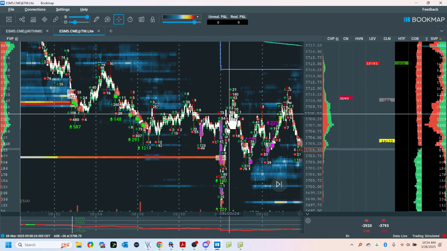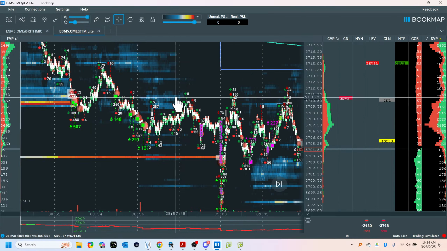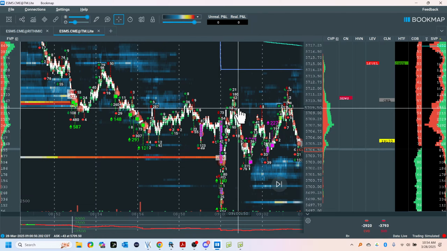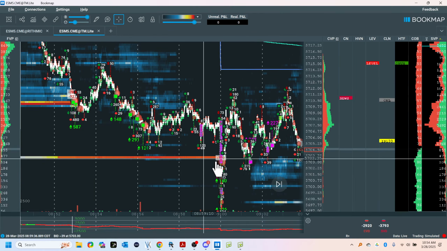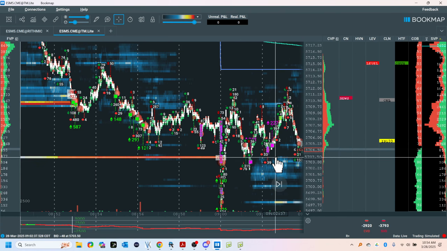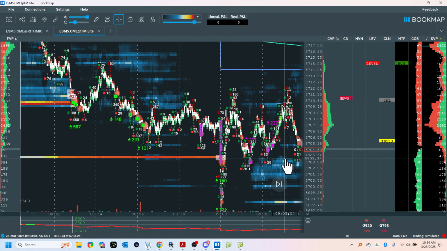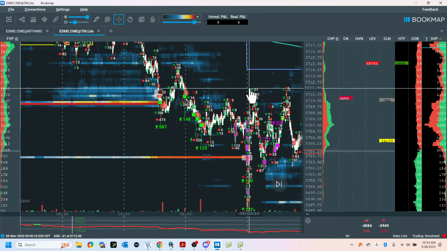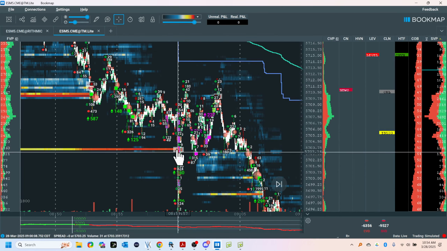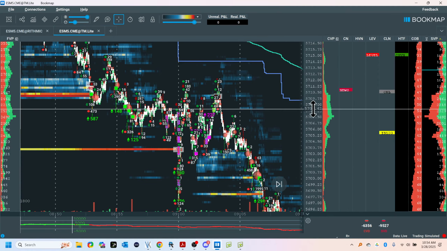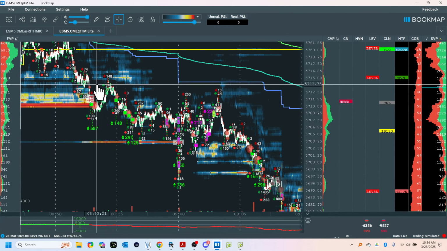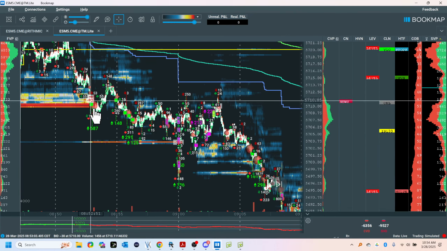Where do we come? Here, short, support, short, liquidity is gone. Watch. See it? That's advanced. This is Trader Lab, though. You can learn this if you're inclined.